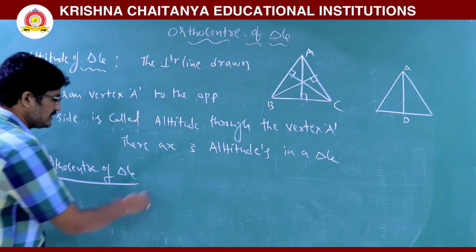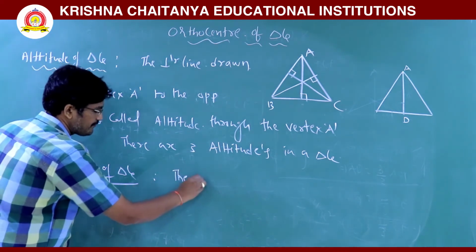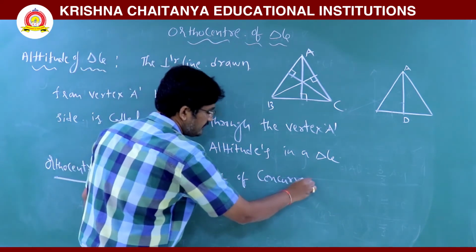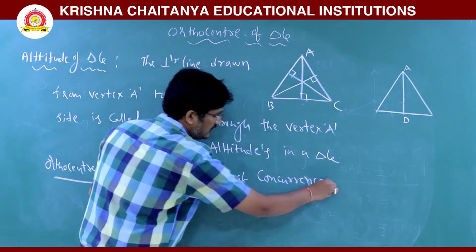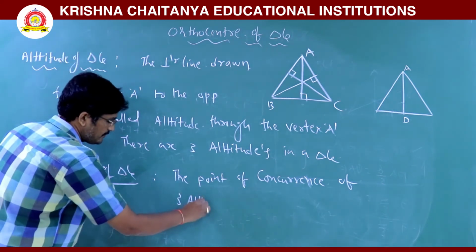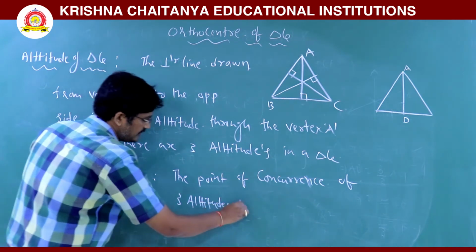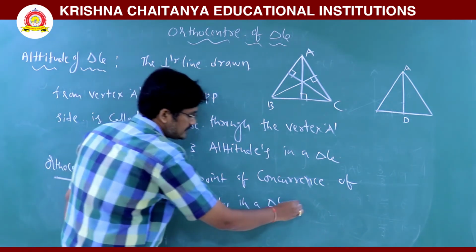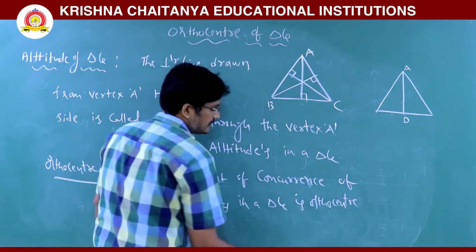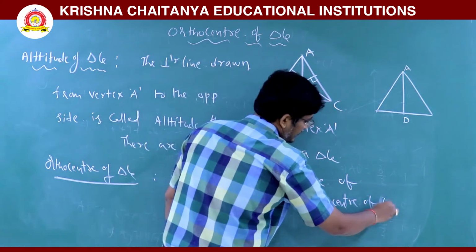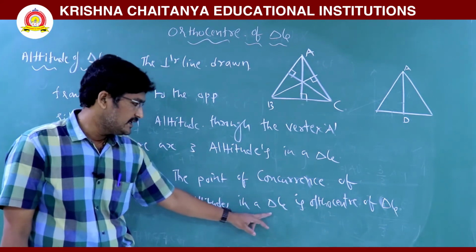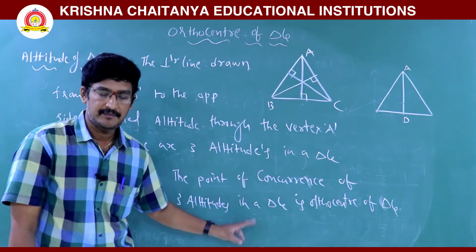So what is the definition of the orthocenter? The point of concurrence of three altitudes in a triangle is called the orthocenter of the triangle. This is the definition of the orthocenter of the triangle. Right, please.